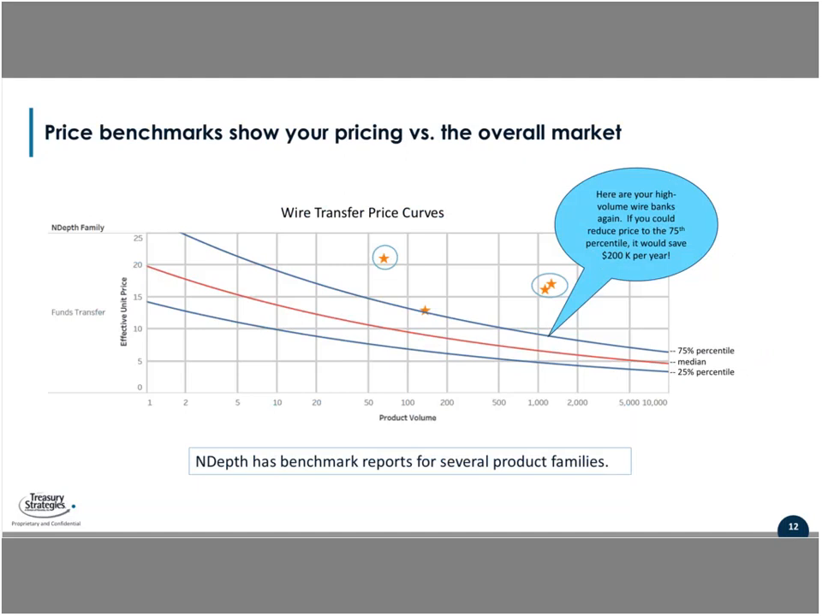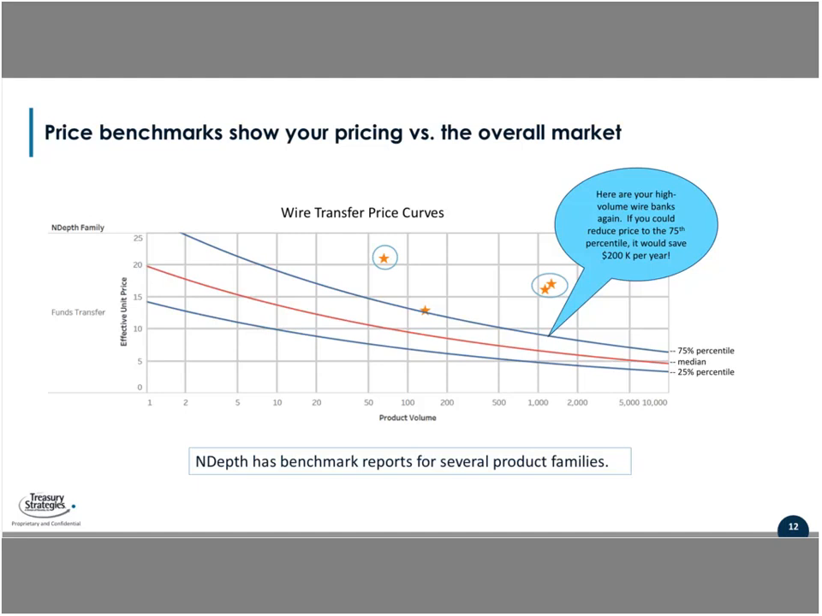And you'll notice, of course, that these are curves. They're not points. Lots of times when you're looking at benchmark information, you'd get a piece of information like the average per item price for a wire transfer is $10. Well, you don't know if that's for a company that does 2 wires a month or 200 wires a month. The volume is a really essential part of a price benchmark, and that's what we've done at Treasury Strategies.